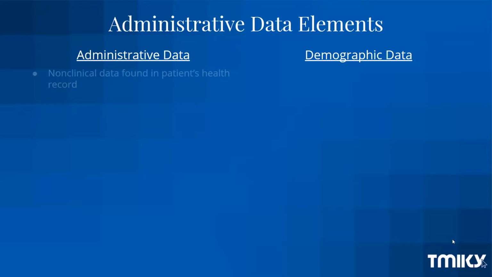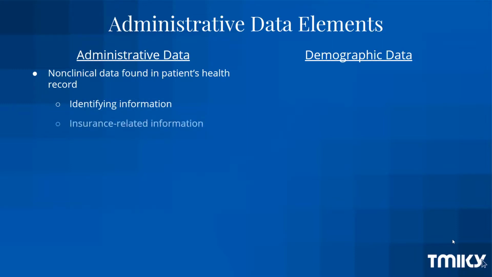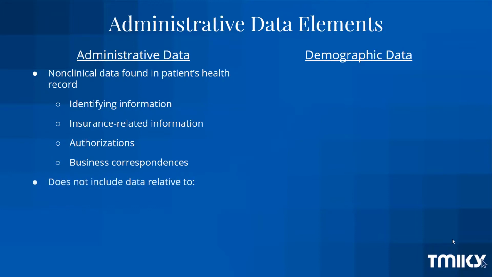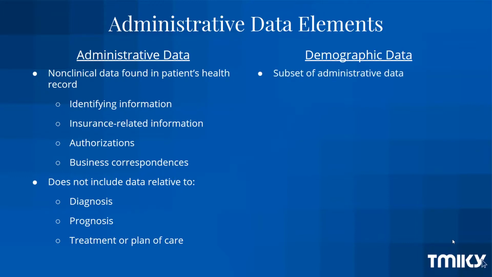Administrative data is non-clinical data found in the patient's health record, such as identifying information, insurance-related information, authorizations, and business correspondence. This type of data does not include diagnosis, prognosis, or treatment or plan of care. Now, demographic data is a subset of administrative data.